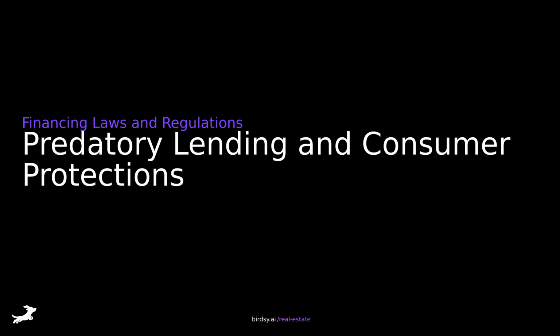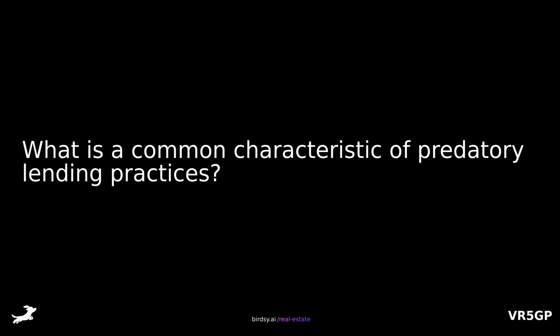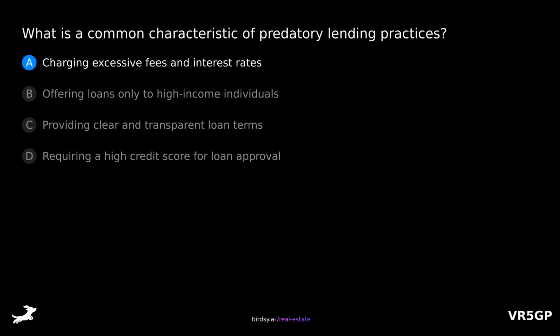Predatory lending and consumer protections. What is a common characteristic of predatory lending practices? Is it A, charging excessive fees and interest rates, B, offering loans only to high-income individuals, C, providing clear and transparent loan terms, or D, requiring a high credit score for loan approval?